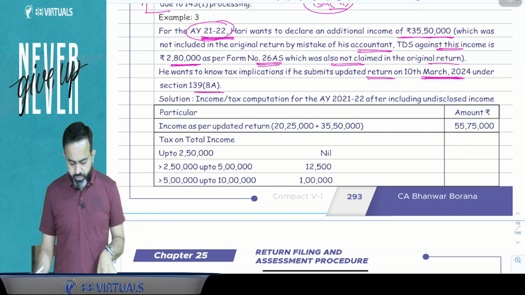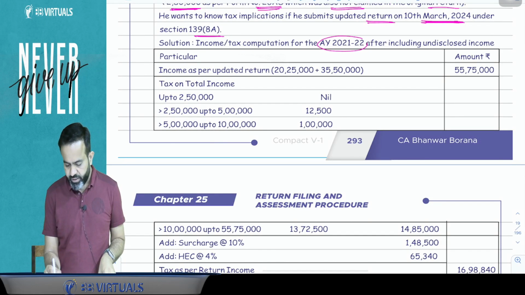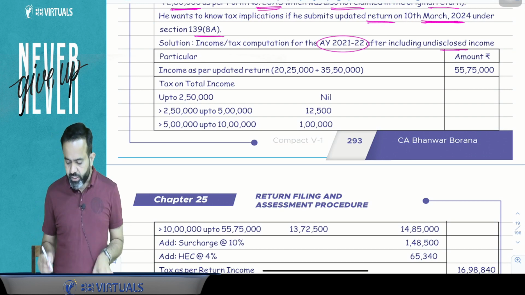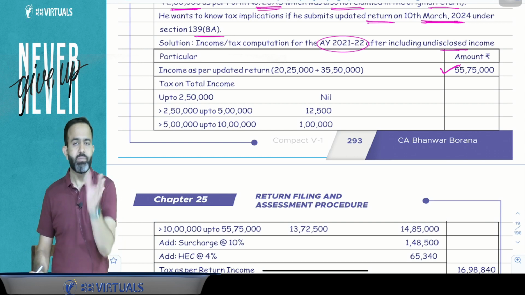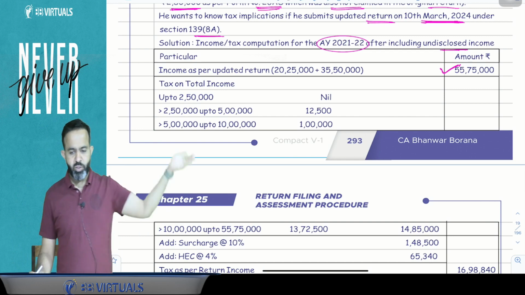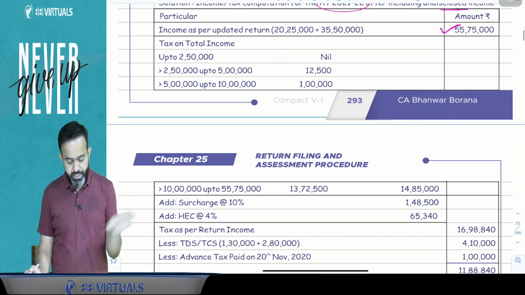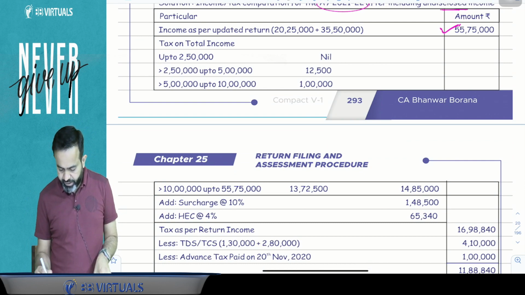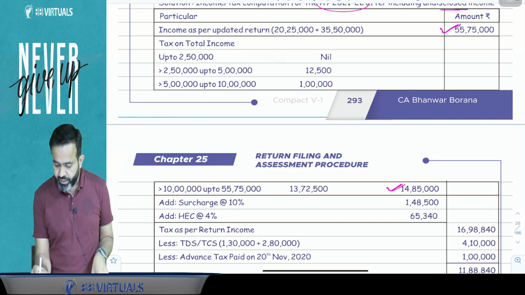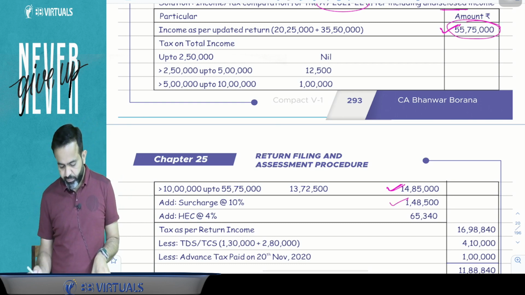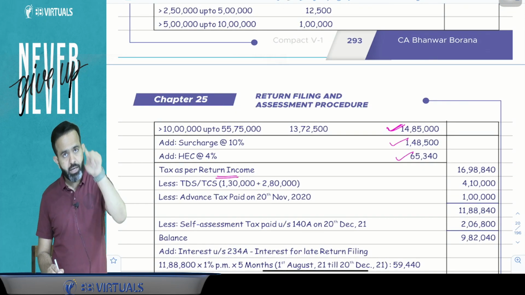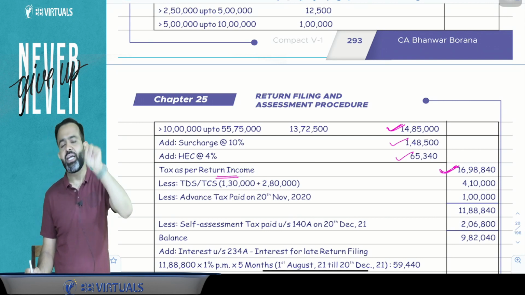Now the solution is given. Income and tax computation for assessment year 21-22 after including the undisclosed income. So how will tax be computed? First you compute the tax on the total 55,75,000, meaning the new income as well as the earlier income. Your tax comes to 14,85,000. Is surcharge applicable? Yes, because income is more than 50 lakhs. Surcharge is applicable at the rate of 10%. Health and education cess is applicable. So as per the updated return, your tax is 16,98,840.